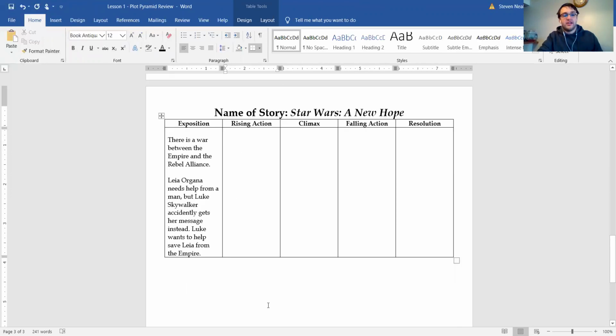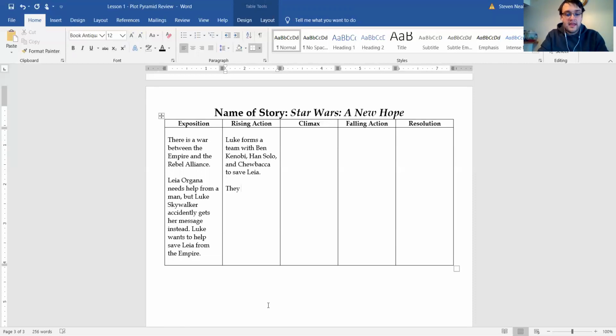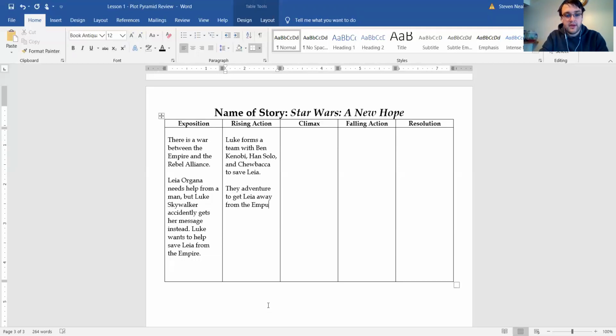In the rising action, Luke forms a team with Ben Kenobi, who is a person in the story, Han Solo, and Chewbacca to save Leia. They adventure to get Leia from the Empire.